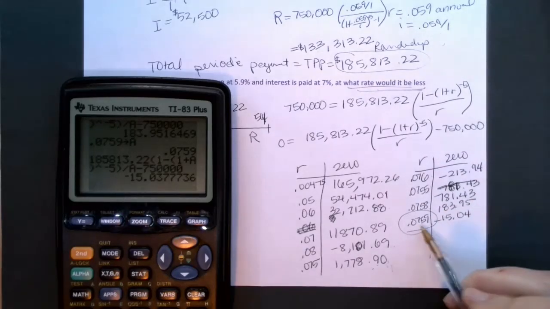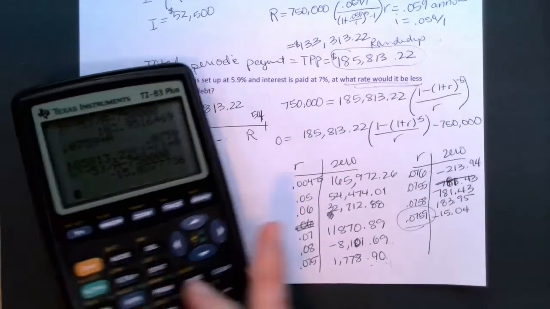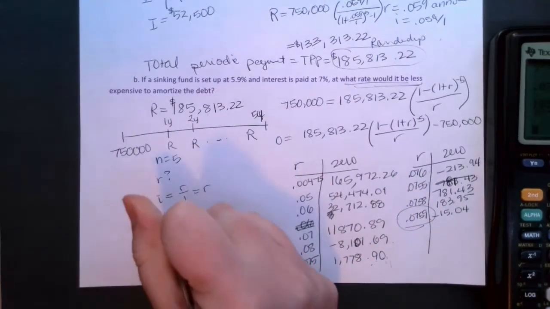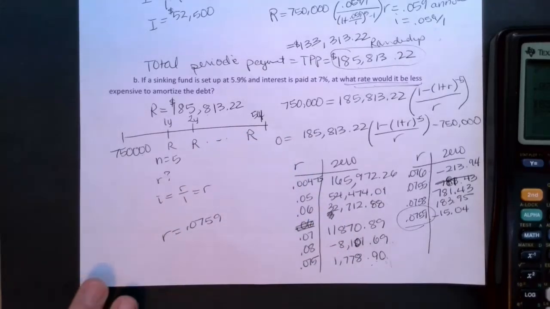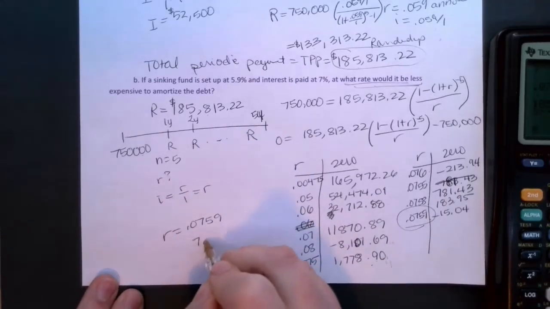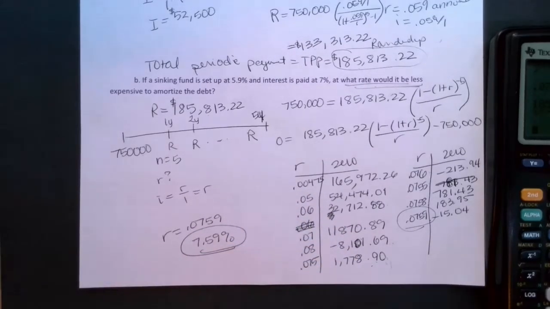Okay, so that means R, write it over here, R is 0.0759. Now remember, whenever we write a rate as a final answer, we're going to convert that to a percent. So that means that our final answer would be 7.59%.